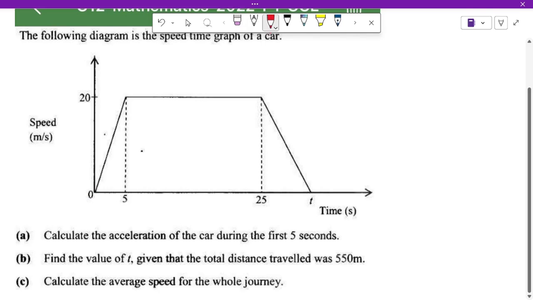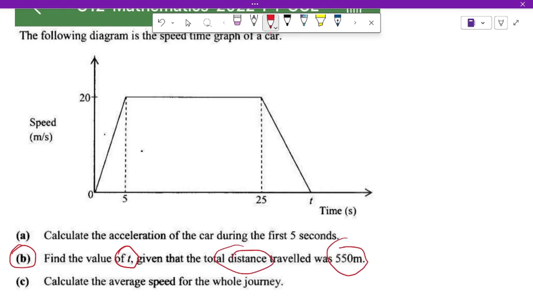Next one says, question B. Find the value of t. Given that the total distance traveled was 550, find the value of t. Very interesting question. How do we find the value of t? Take note of what they have given you. This 550 meters, what is it? It is distance. So we are going to use the formula for calculating distance for the whole journey to find the value of t.